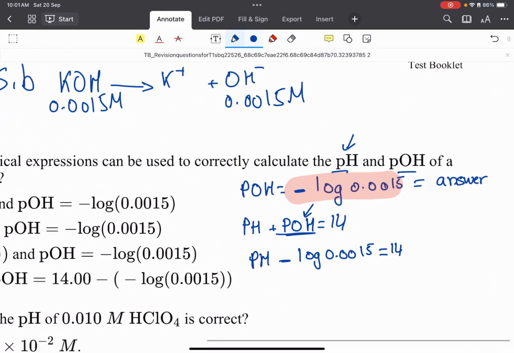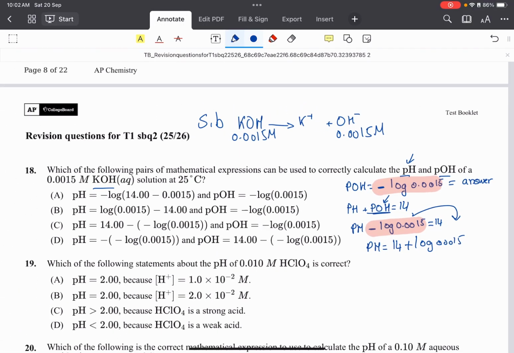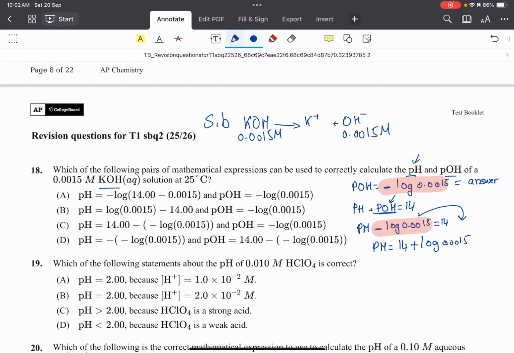Now in the question they are asking only for pH, so I'm going to move all this quantity in here. So pH is going to be 14 plus log 15. Okay, so here's the answer. So you just have to look for the answer. So plus log, and here we go.